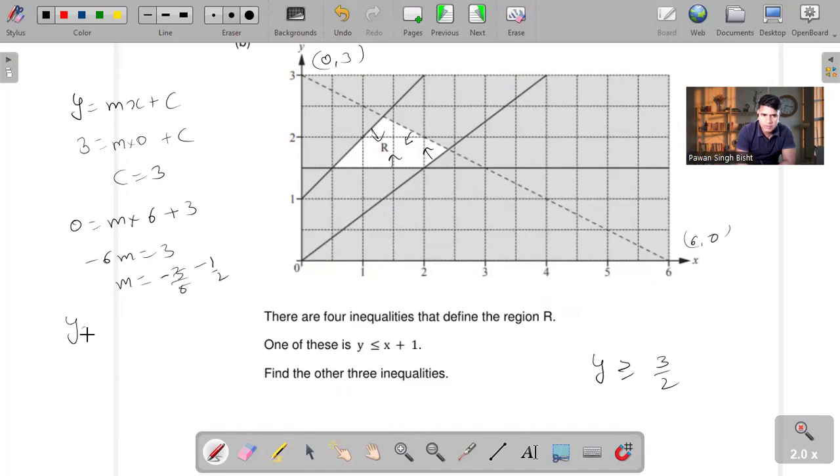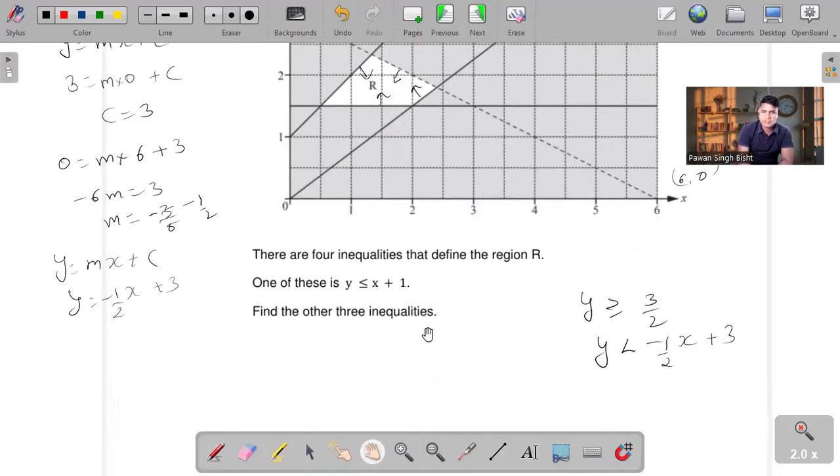So what will be the equation? y equals mx plus c. m is minus half and c is 3. So this is my equation, y equals minus half x plus 3. Now you see the portion is below this line, so we write y less than minus half x plus 3. This is my second inequality.